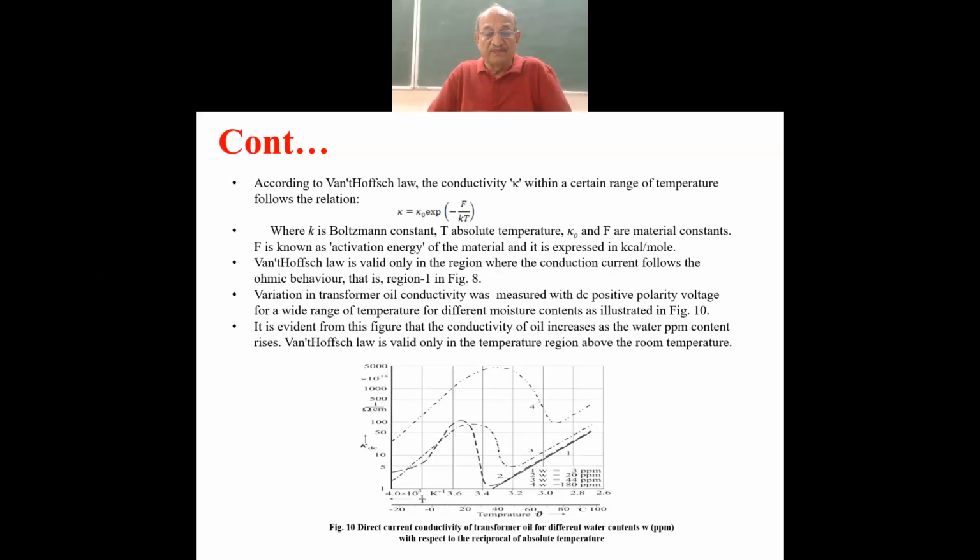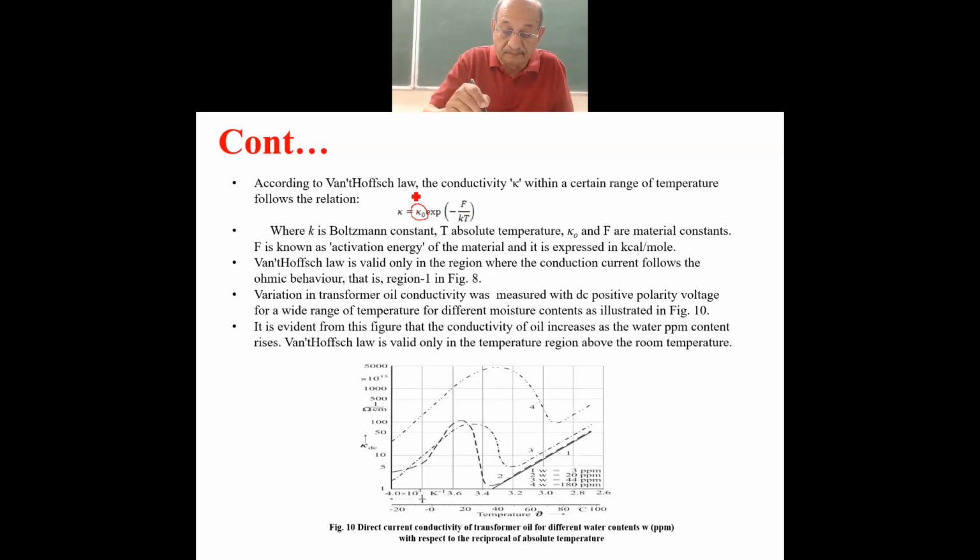This was also tried to be given an analytical explanation, and according to Van't Hoff's law, the conductivity kappa, as we have learned, within a certain range of temperature follows the relation kappa equals k naught. Mind it, this is k naught, and k naught is a constant, not kappa naught. This is not kappa, this is k naught.